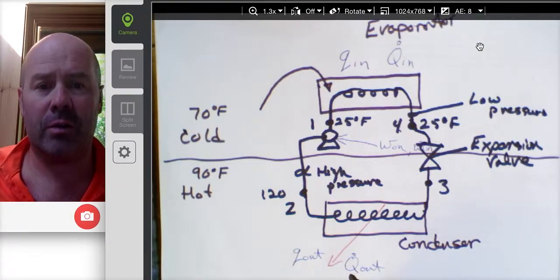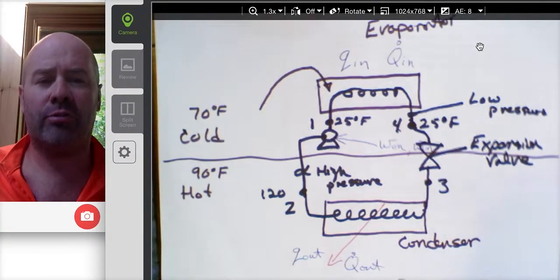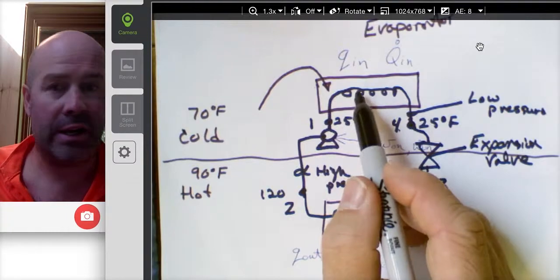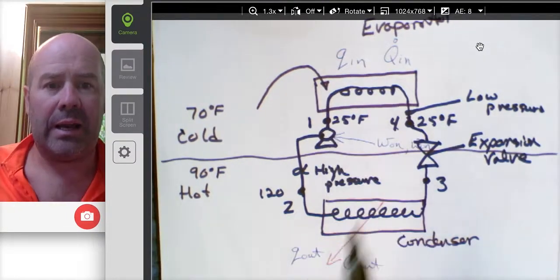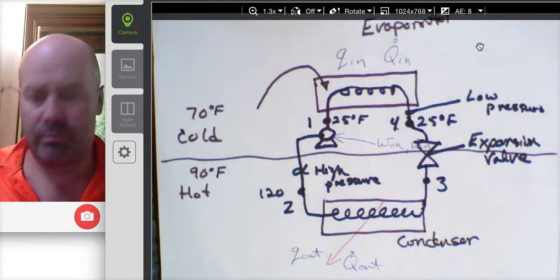In the next video, we will look at how do you analyze it. How do you find how much heat goes in, how much work goes on, and how much heat goes out.